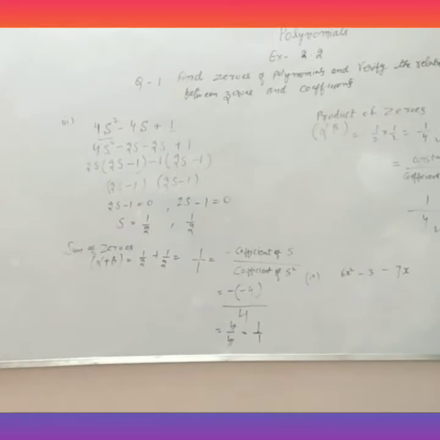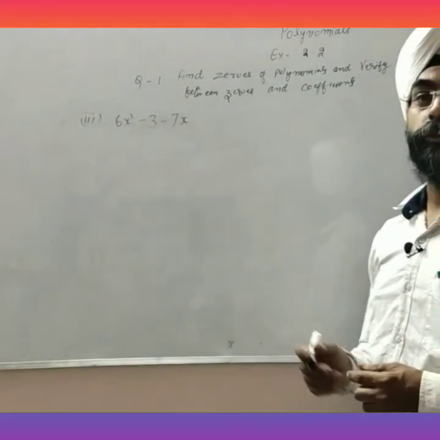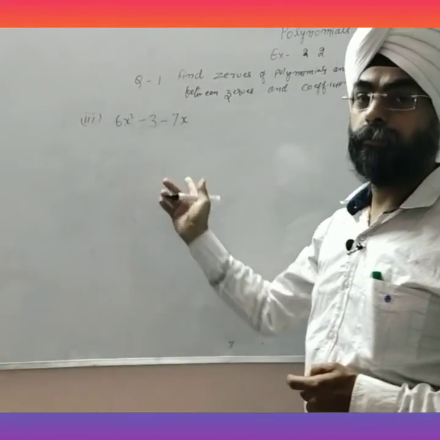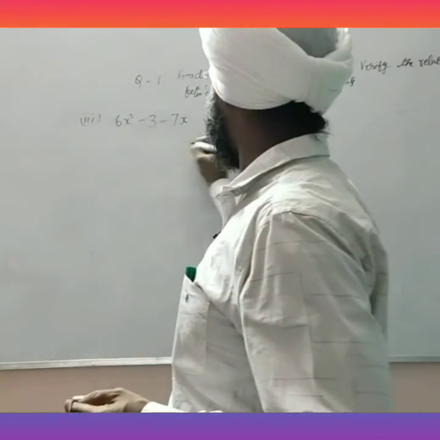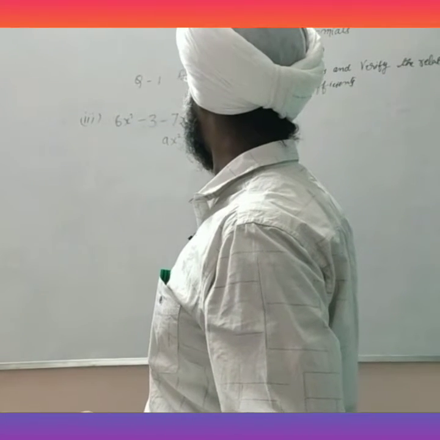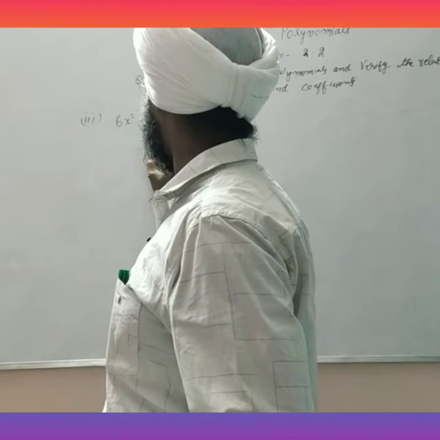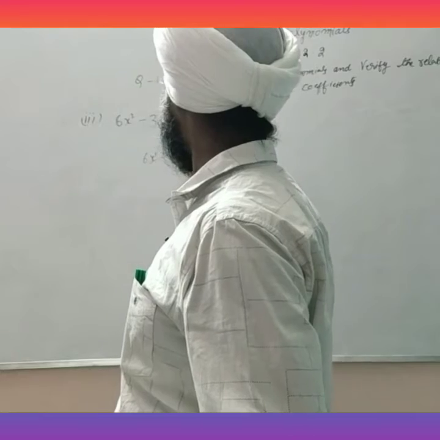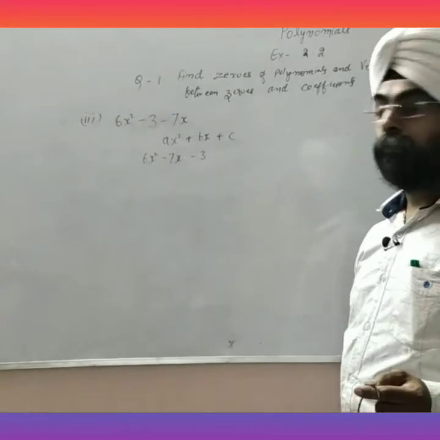Now third question: 6x square minus 3 minus 7x. In this polynomial, we have to make a sequence, because the general polynomial is ax square plus bx plus c. It should be in this form. I can write here 6x square minus 7x minus 3. Now I will start the second step. The question will become this.